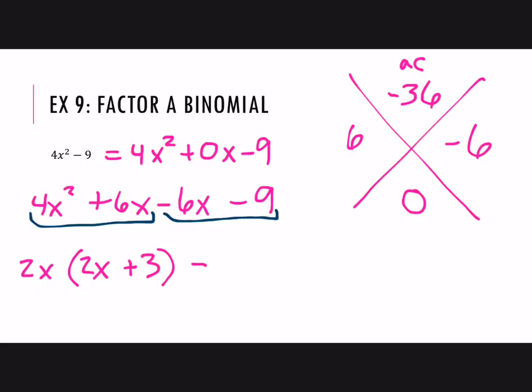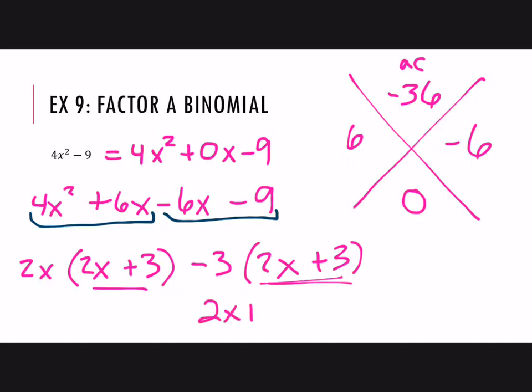And then the second two, I'm going to take out a negative 1, as well as the GCF of 6 and 9, which is 3. And then what's left? 2x, and this is now a plus 3 because I pulled out the negative. Then I have a matching 2x plus 3 that gets factored out. And what's left? We've got a 2x and a minus 3. Okay, so that's the final answer.